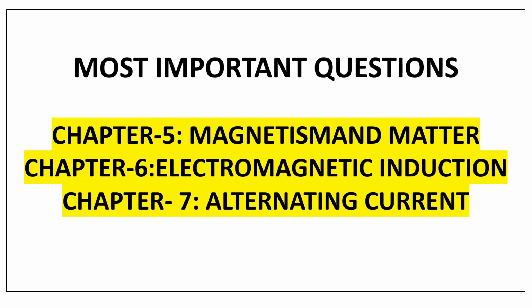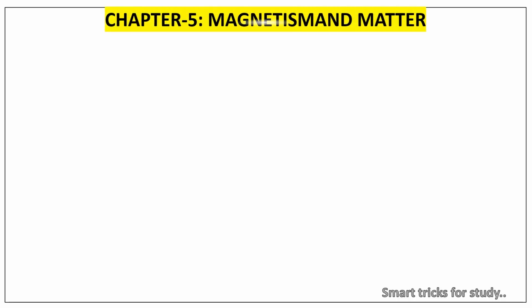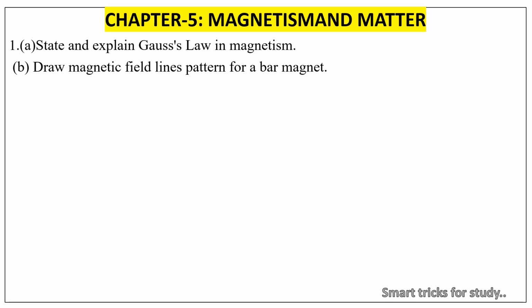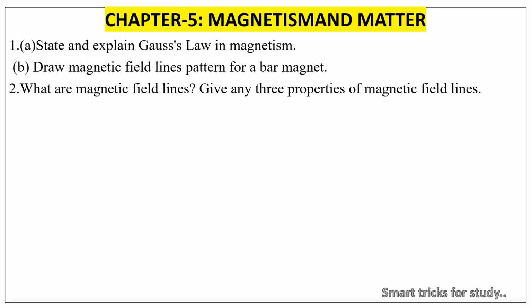Let's start one by one. Chapter 5, Magnetism and Matter. 1. A. State and explain Gauss's law in magnetism. B. Draw magnetic field lines pattern for a bar magnet. 2. What are magnetic field lines? Give any 3 properties of magnetic field lines.